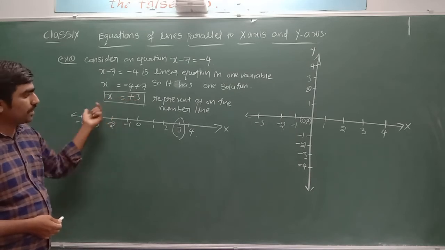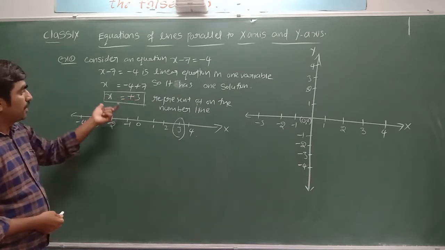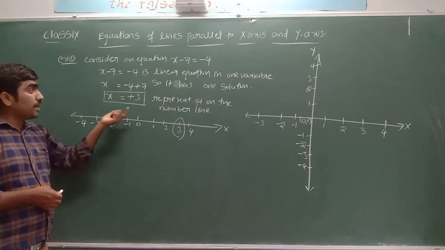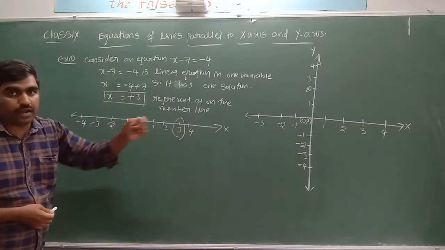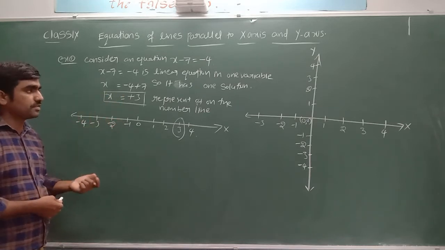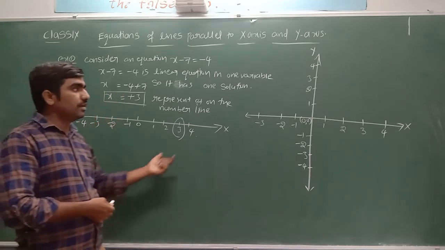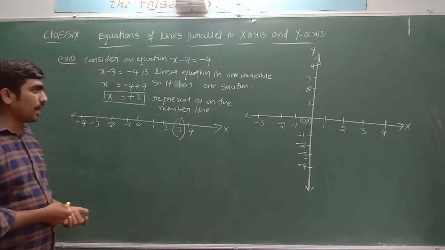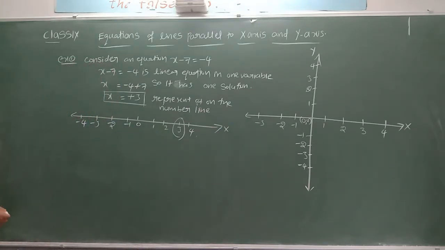We can represent on the number line. And if we take another variable m, we can represent this on the Cartesian plane also. We can make this like a linear equation in two variables so that we get the ordered pairs and we can plot on a graph paper.